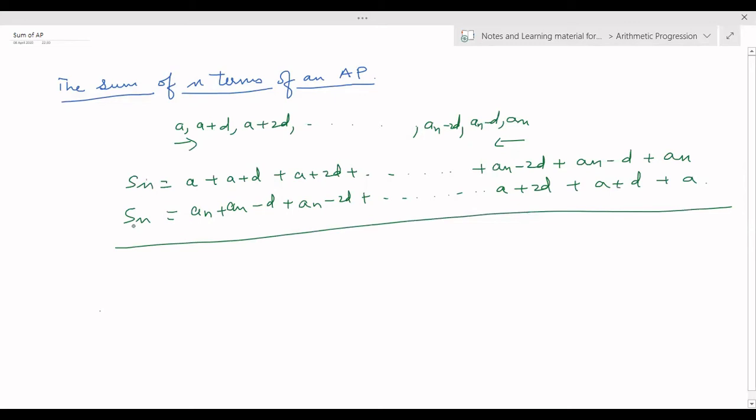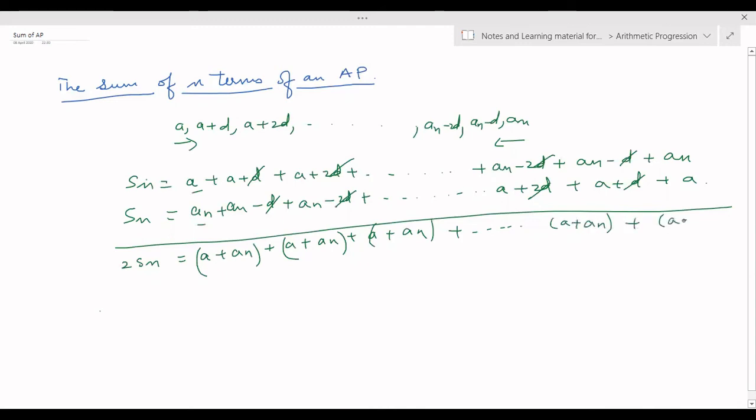When we are adding two equations, Sn twice becomes 2Sn. Then a plus an, plus d minus d, plus 2d minus 2d. Similarly, we'll have plus 3d minus 3d and so on. Here again, minus 2d plus 2d, minus d plus d cancel off. Here we'll write a plus an, then plus a plus an, plus a plus an. These are all the terms left, the first and the second terms, then the third term. Every term is a plus an.